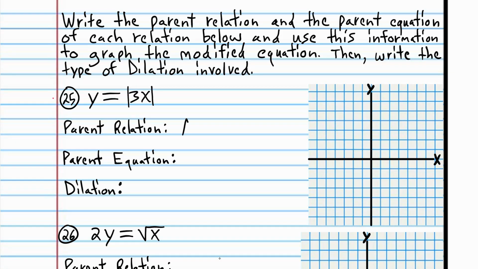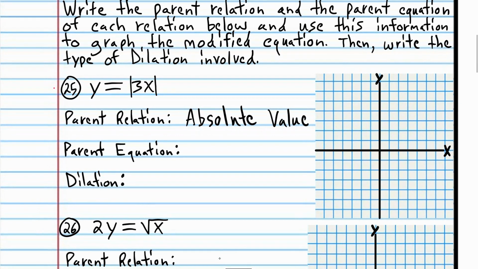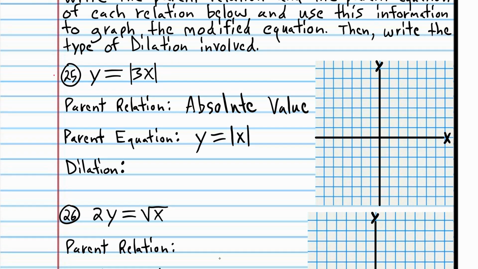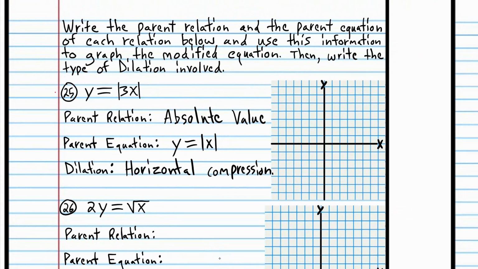So the parent relation is obviously the absolute value relation, because we have absolute value symbols. The parent equation is y is equal to absolute value of x. And this is a dilation because we're multiplying x. And because we're doing something to x, it's going to be a horizontal dilation. And what type of dilation? Is it a compression or a stretch? Well, we're multiplying, so it's going to be a compression. Whenever you multiply x or y, it's always going to be a compression. Very important to remember that.